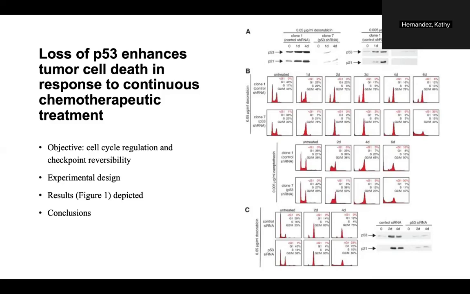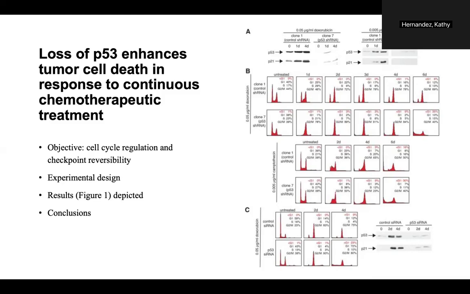The U2OS cells were transfected with control shRNA and P53 shRNA vectors. Stable expression of control shRNA and P53 shRNA clones were observed, and each underwent a treatment with doxorubicin and camptothecin. Then flow cytometry was used to analyze the cell cycle progression.